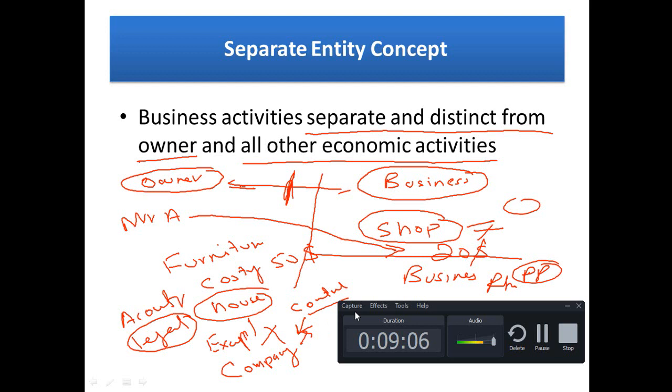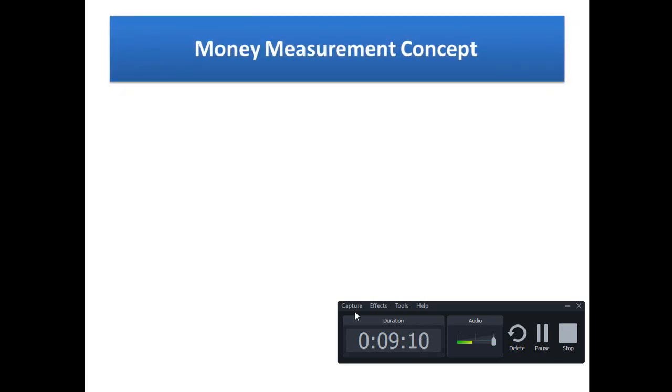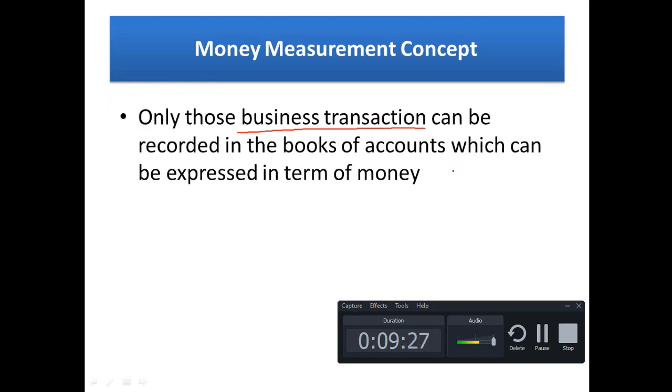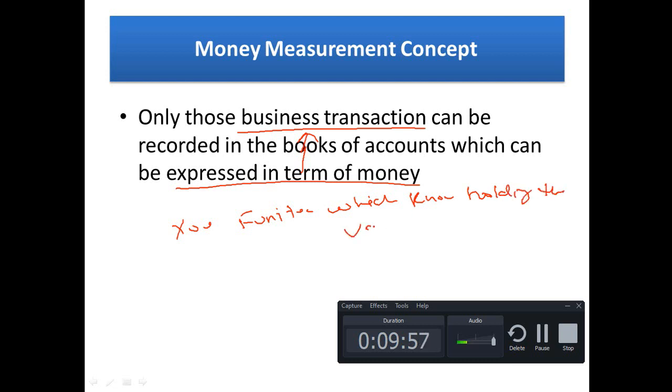The next principle of accounting is the money measurement concept. The money measurement concept states that only those business transactions can be recorded which can be expressed in terms of money. It means you will record in your books of account only those transactions which you can measure in terms of money. For example, you have purchased furniture holding the value of $50. So you will record it because it holds a value.